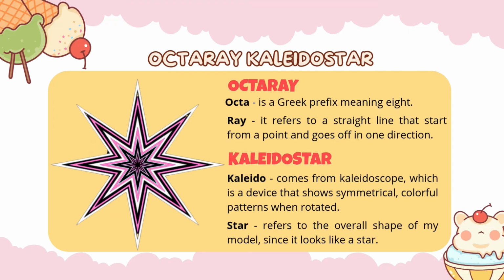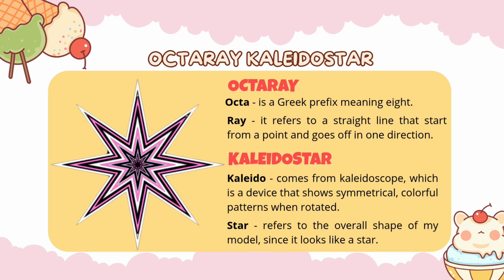My geometric model is divided into two words, the word Octaray and Kaleido Star. Let's proceed first to the word Octaray. This word is also divided into two, the word octa and ray. So octa is a Greek prefix meaning 8, while ray refers to a straight line that starts from a point and goes off in one direction.